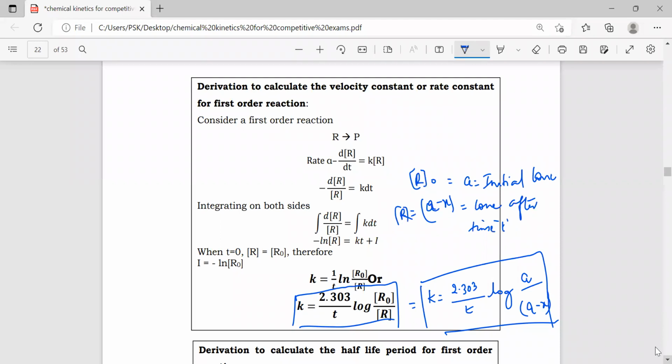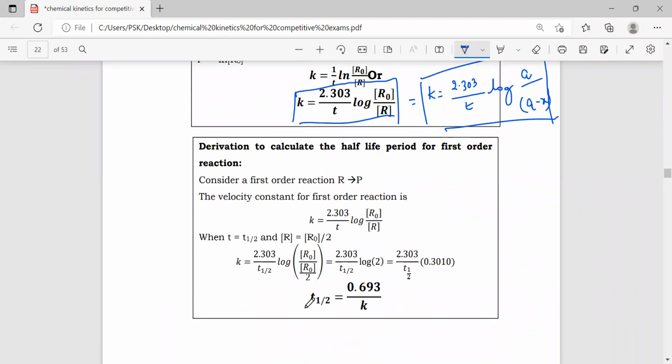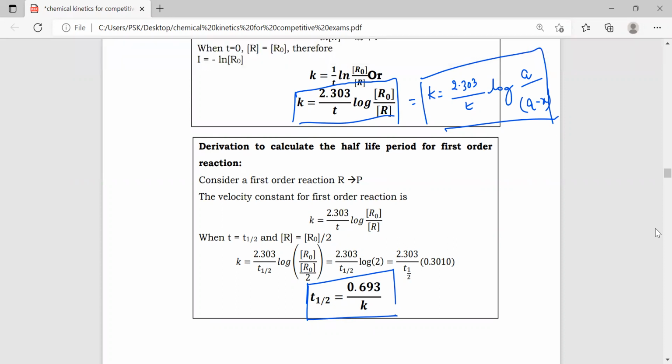And also we derived the relationship between half-life period and rate constant of a first order reaction. The derivation is there, and we derived it in a detailed way. T half is equal to 0.693 by K. These four derivations we did. All these derivations we learned in solution state. When I say solution state, in aqueous medium. That's why we talk about concentration.